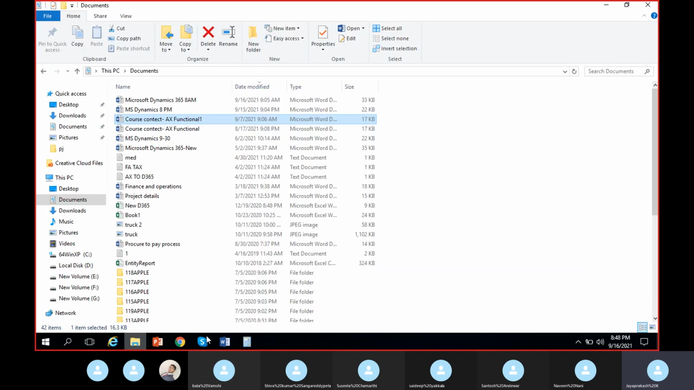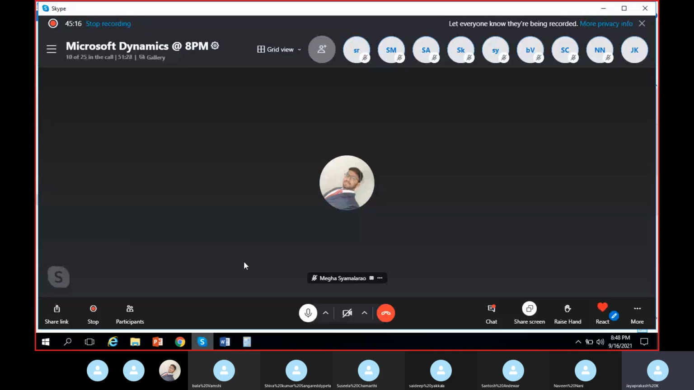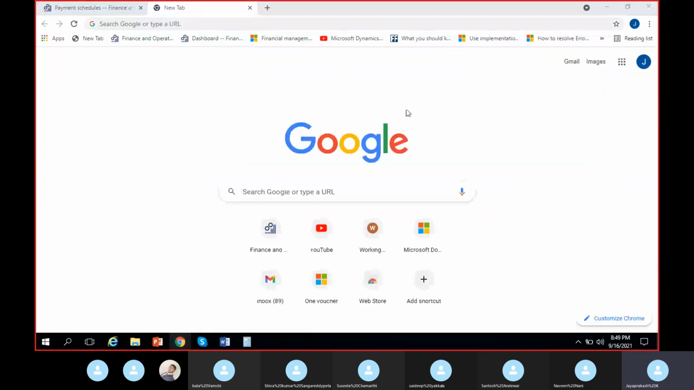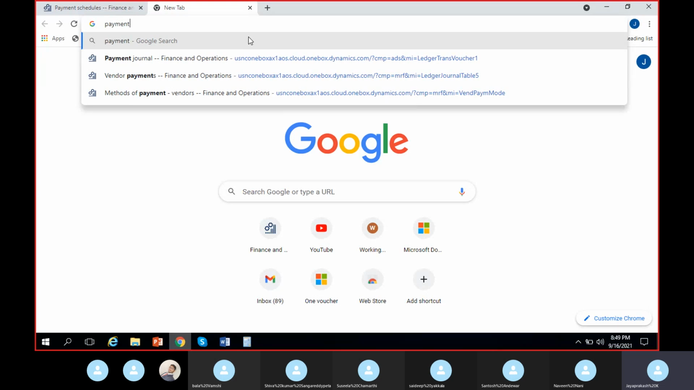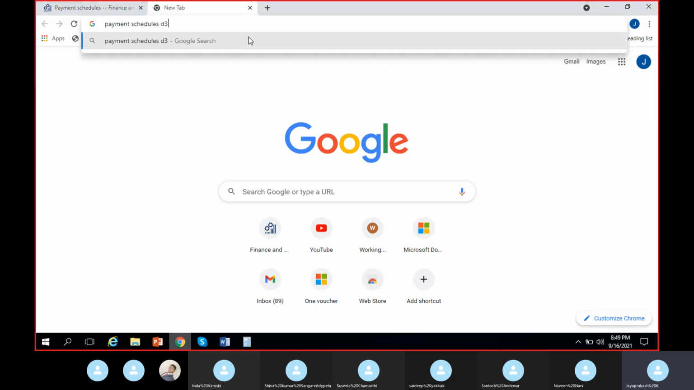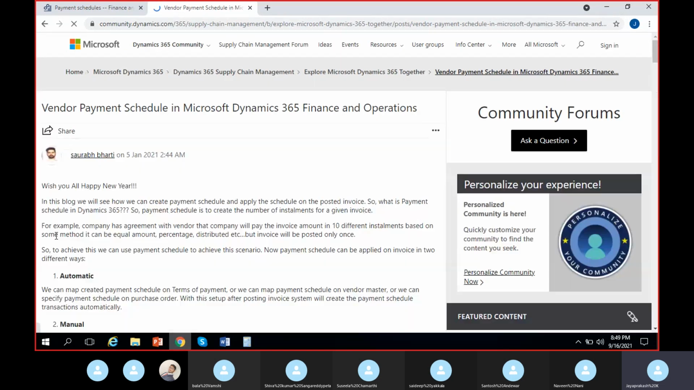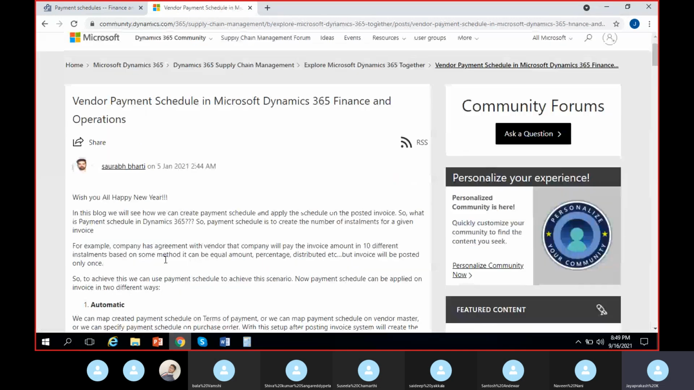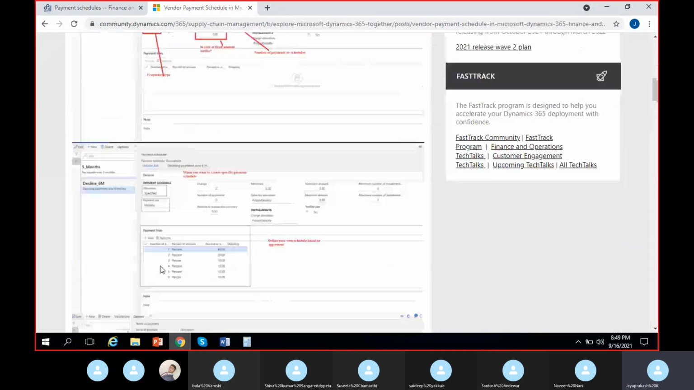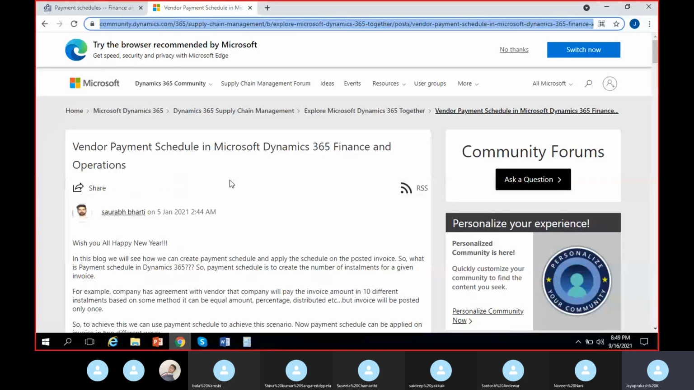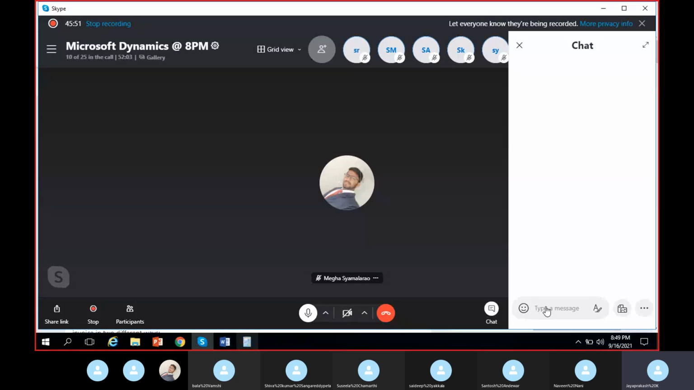I think that would be all for today. Just try to create the schedules and try to understand the logic. You also have the theoretical part. You might get it if you search for payment schedules Dynamics 365. You have this one written by Saurabh Bharti, one of the famous consultants. If you have LinkedIn, you can follow him. He is a very good consultant. He has explained this in a theoretical way. You can go through it, in case it adds some more points for you.